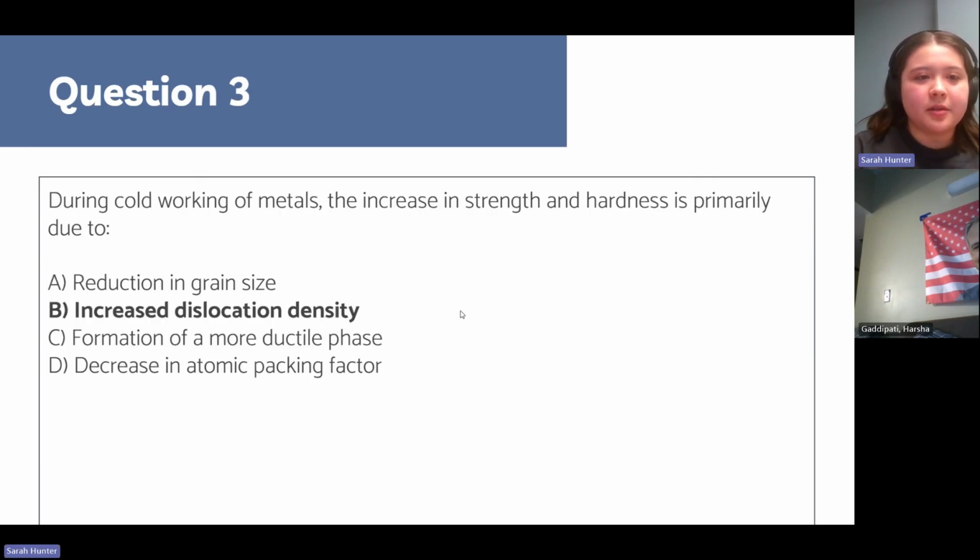All right, and then the last question we're going to go over says, during the cold working of metals, increase in strength and hardness is primarily due to, and it has some answer choices here. Again, it doesn't really help you that much to search up the specific answer choices, because they aren't really vocabulary terms. But this is definitely a question that pops up a lot in this category.